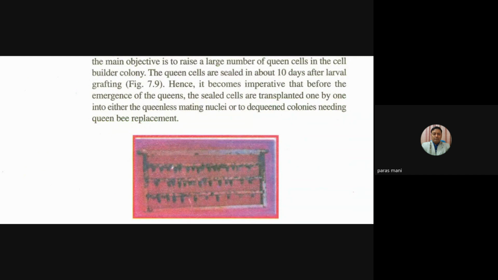Hence, it becomes imperative that before the emergence of queens, the sealed cells are transplanted one by one into either the queenless mating nuclei or the dequeened colonies needing queen bee replacement. Such queen cells, after sealing, can be transplanted wherever needed, either dequeened colonies or naturally queenless colonies.